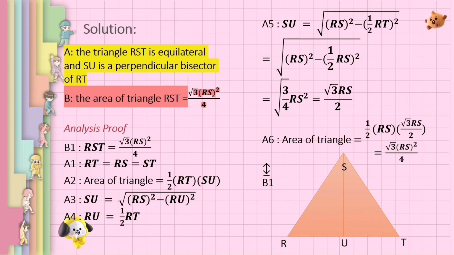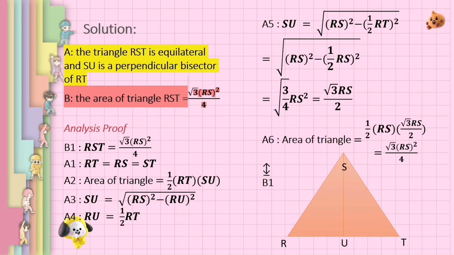From the statement A, we got the triangle RST is equilateral, so all the sides are equal. So we can write the statement A1 as RT equal to RS equal to ST. And then we just write the general formula of the area of a triangle, which is 1 over 2 times height and base. So we write it as 1 over 2 times RT and SU. And then we just change the position of the SU so that we can get SU using the Pythagorean theorem.